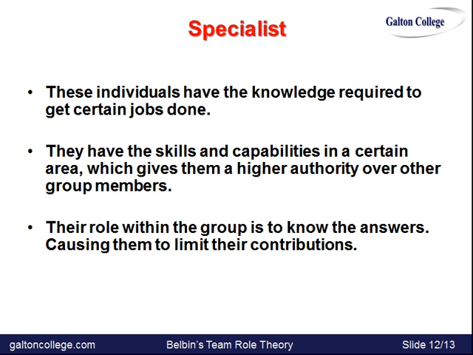Finally, there are the specialists. These are individuals who have knowledge that's required to get certain jobs done. They have the skills and capabilities in certain areas which give them a higher authority over other group members. Their role within the group is to know the answers, causing them to limit their contributions. That's what they tend to do. They tend to answer on their expertise.